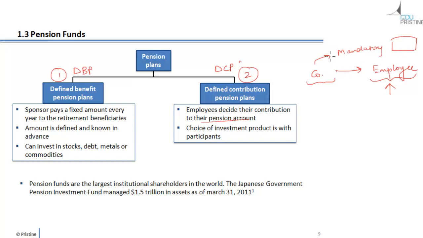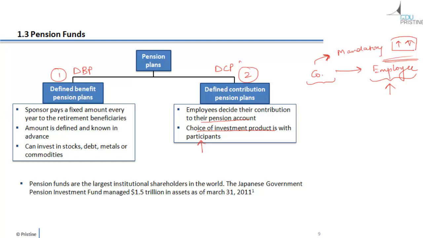So from a company standpoint, once the contribution of each year is given, the job is over. But it is the role, the active participation of the employee, which ensures that this fund stays lively, this fund earns as much as possible, the money remains safe, and so on. So the choice of the investment product is actually with the participant.